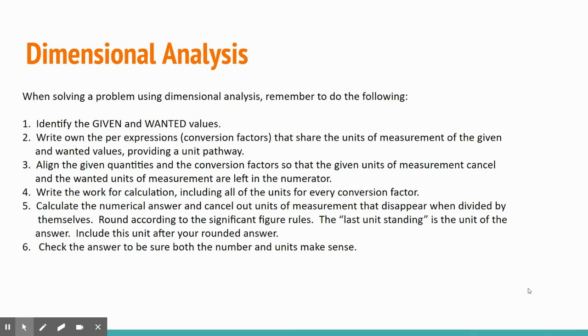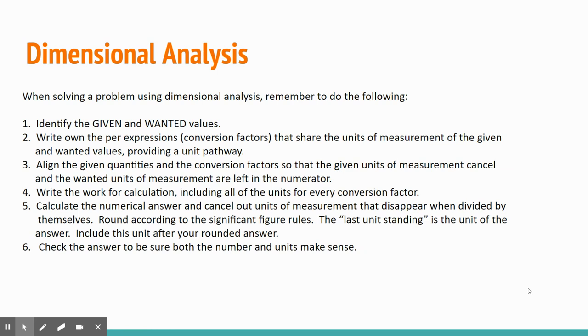So, a summary of your steps. Identify the given and wanted values. Write your own per expressions. Everybody has different pathways and they don't always have to be the same. They can still get you to the same place, just like we all have different ways from our house to school. Some days we take the highway, some days we take the side streets, but you determine which conversion factors you want to use. Share the units of the measurement of the given and wanted values, providing your pathway.